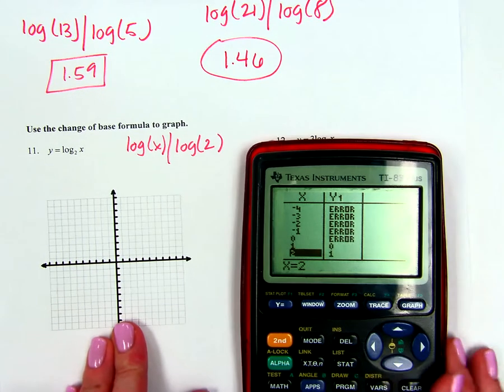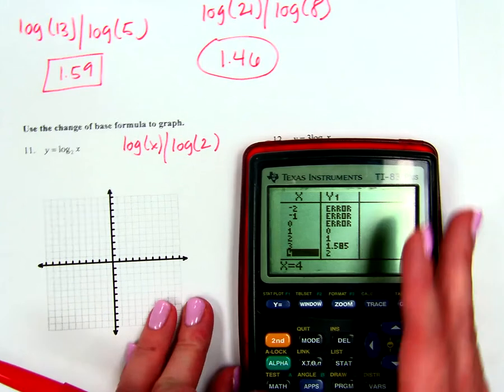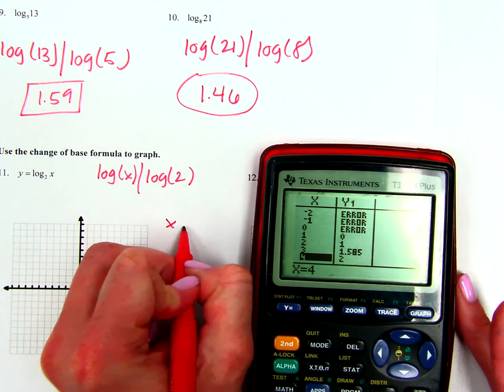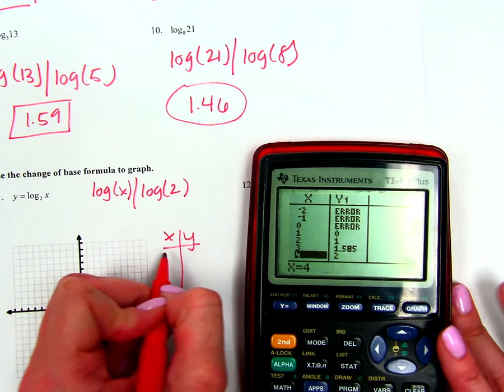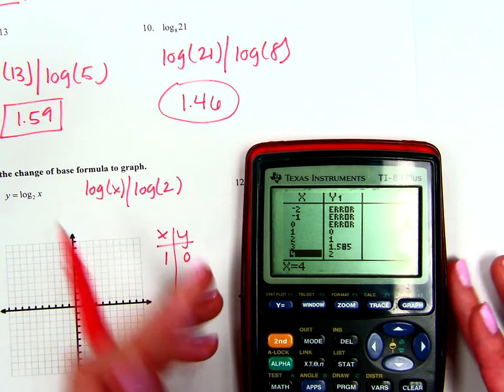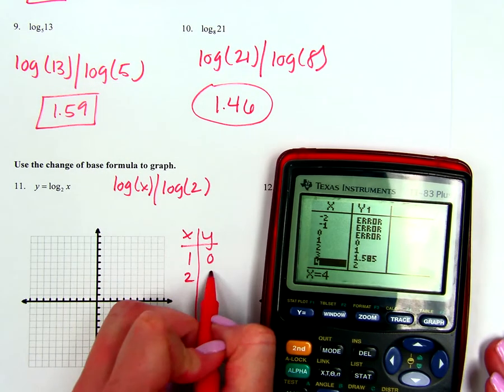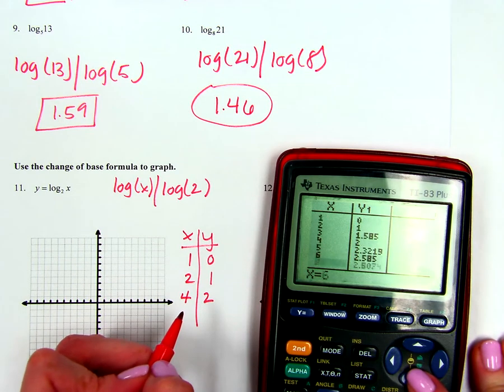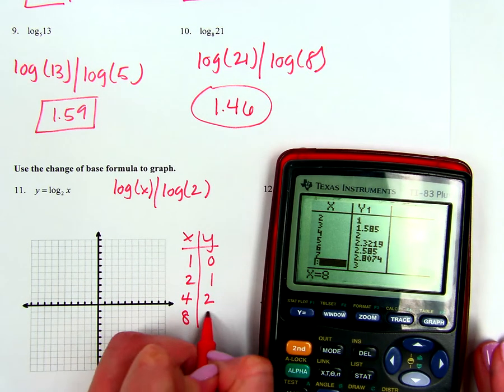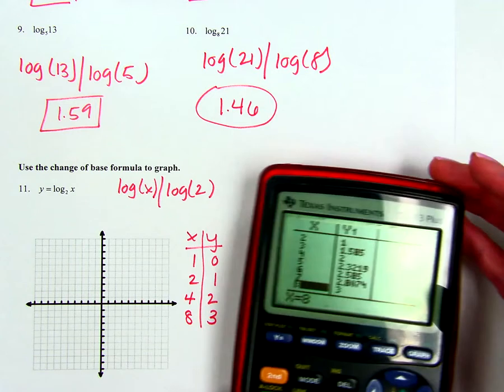So here I am. I'm going to just start with my table right here. So I'm going to do x and y. So I will start with 1, 0. My next nice number is 2, 1. And then 4, 2. And let's scroll down. I'll do 8, 3. So I'm just going to plot those points and finish up my graph.